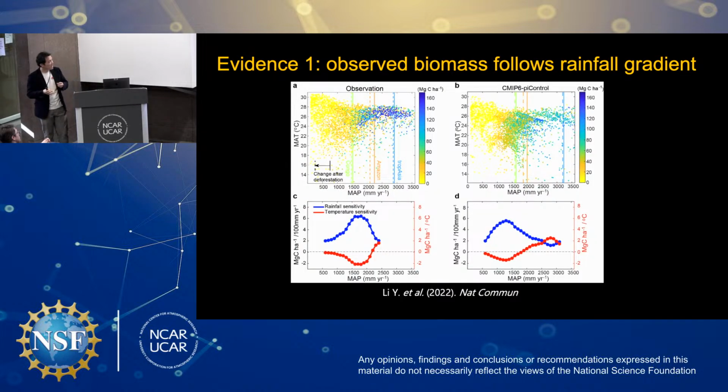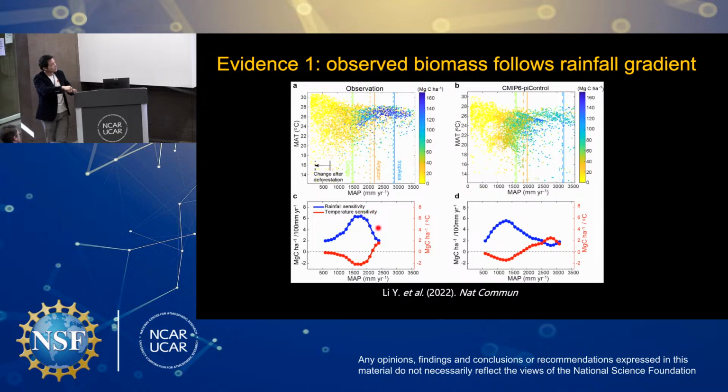I'm going to show you some evidence here. For example, this is my previous work putting the satellite biomass data onto the climate space. On the y-axis is the temperature, the x-axis is the precipitation. I also calculated, for different precipitation ranges, how the carbon responds to the precipitation and how it responds to the temperature. You can see the carbon responds pretty positively to the precipitation. Also, the Amazonia climatology corresponds to a pretty sensitive response of carbon to precipitation.